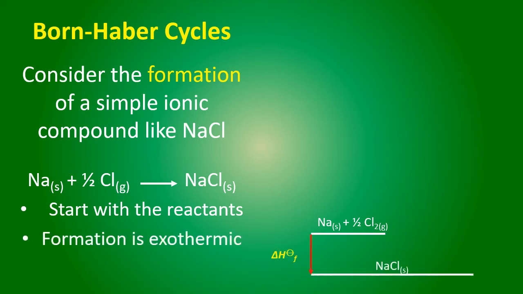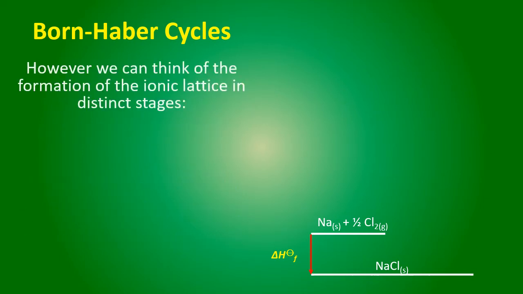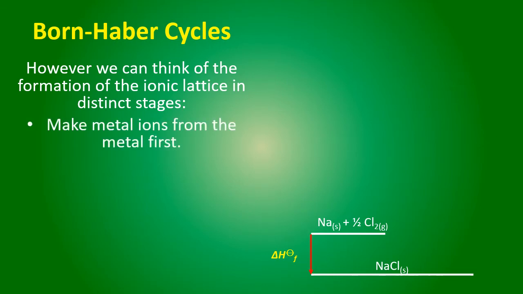So if we went directly to the product, the sodium chloride as a solid lattice, that would be the enthalpy of formation. We have a drop down in the enthalpy because it's an exothermic process, because it's formation. So that shows you the enthalpy of formation. But we can think about it in distinct stages. This is covered in lesson 2: we consider the metals first and then the non-metals, and we need to get the ions ready to form the lattice.